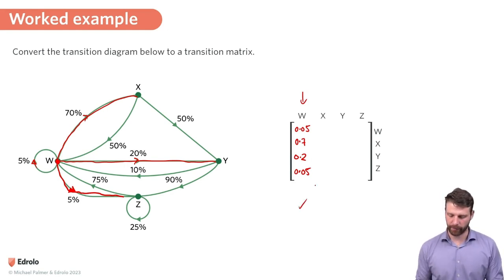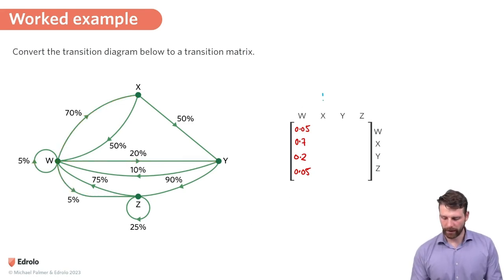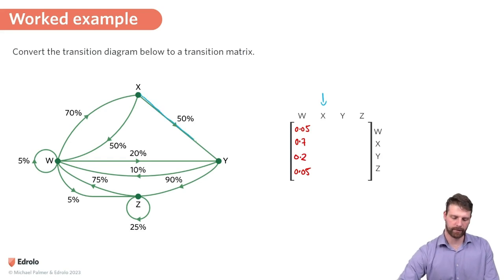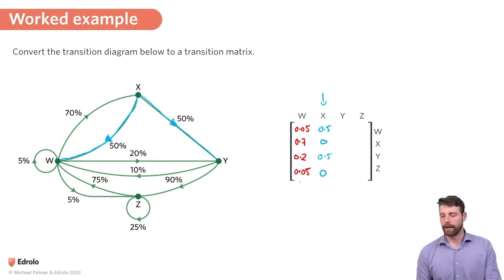I'm going to clean up the diagram before I do the rest. Now I'm looking from X and where the things from X flow. X is flowing to Y, or 50% of what's at X is flowing to Y, so I'm going to put a 0.5 here. And 0.5, or 50%, of X is flowing to W, so I can put 0.5 here. That's everything, the only 2 arrows flowing out of X, so I'm going to put zeros everywhere else in the column. Okay, let's clean up the diagram and do Y.